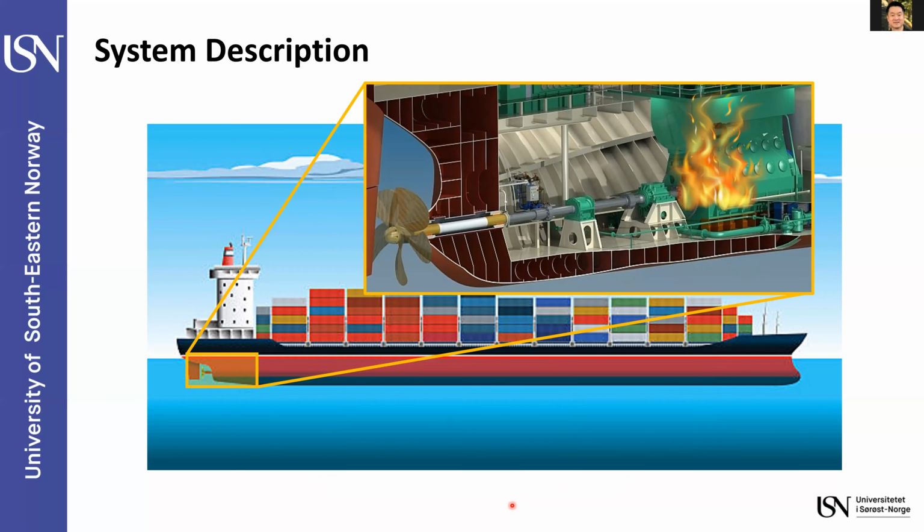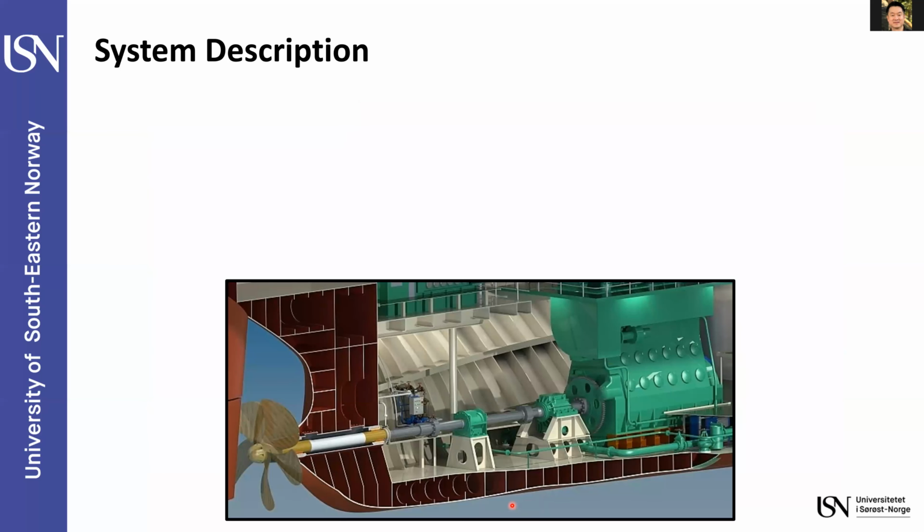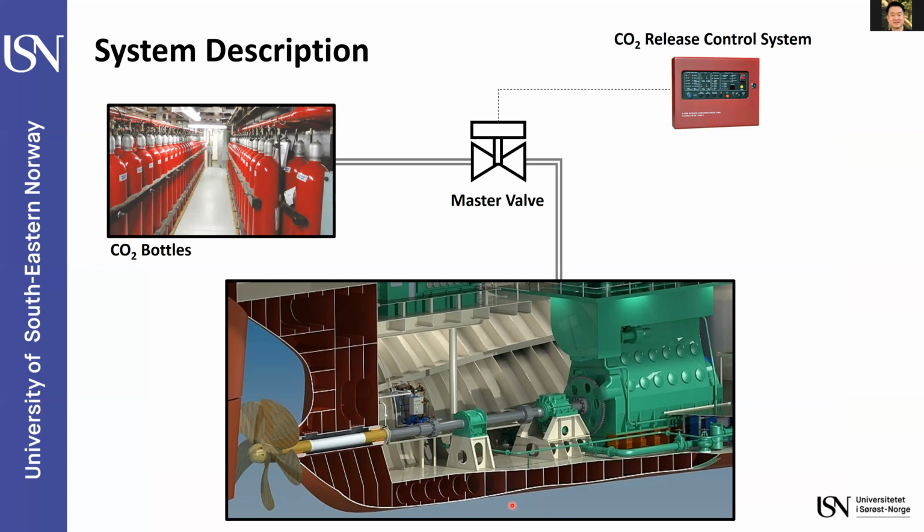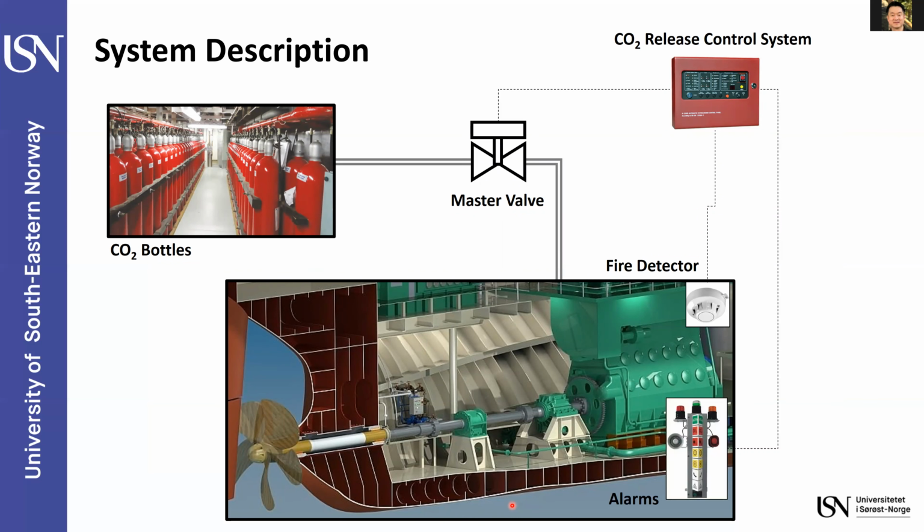So let me give you a description of the system. We have CO2 bottles, and these CO2 bottles are connected to the engine room by pipelines like this. And we have a master valve to control the flow of this CO2 gas. And we have a CO2 release control system, some fire detectors, and a CO2 release alarm. And finally, we have a human operator.